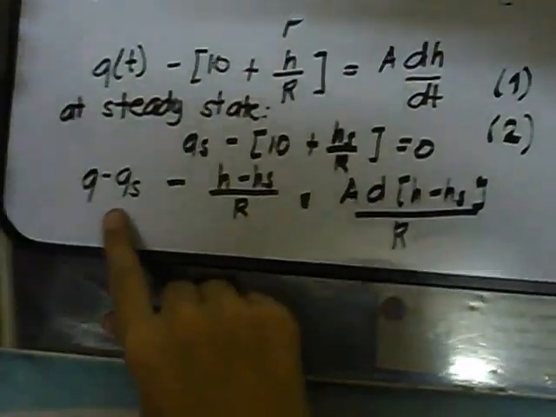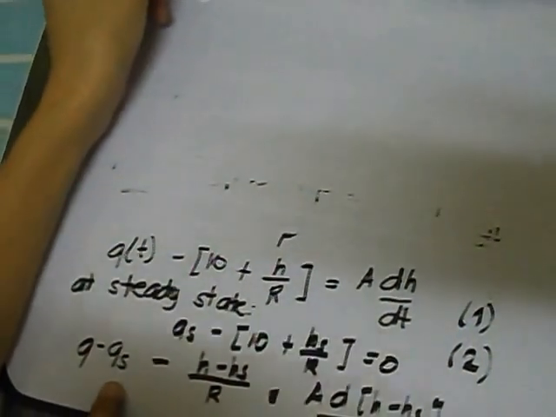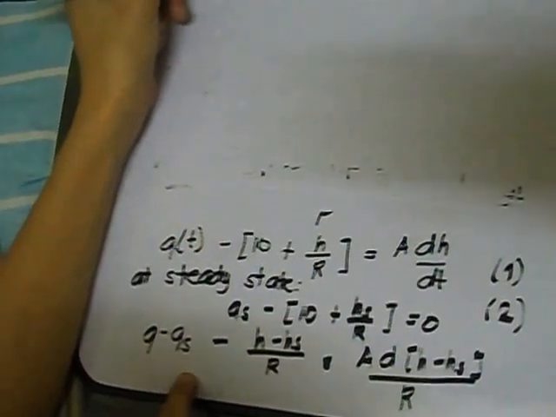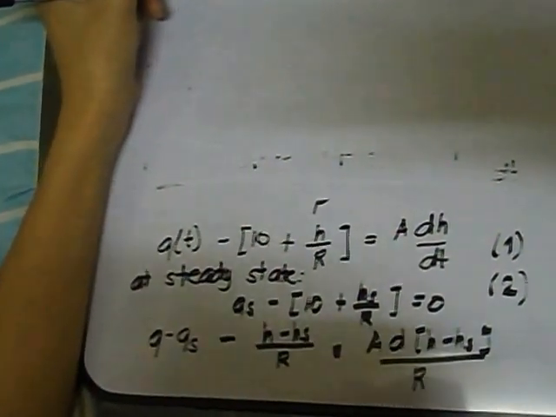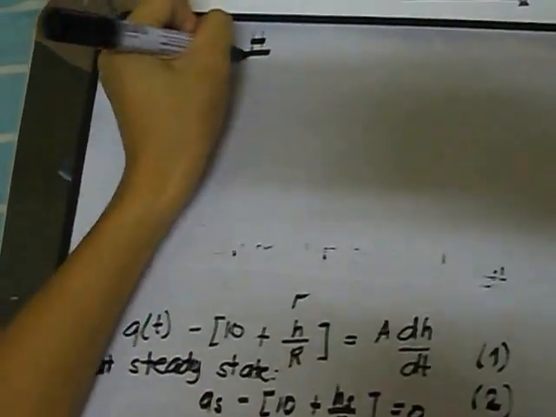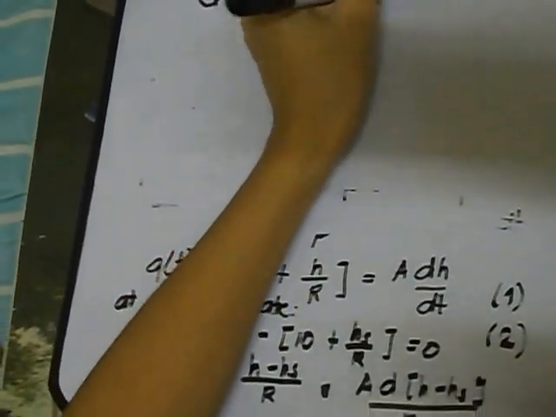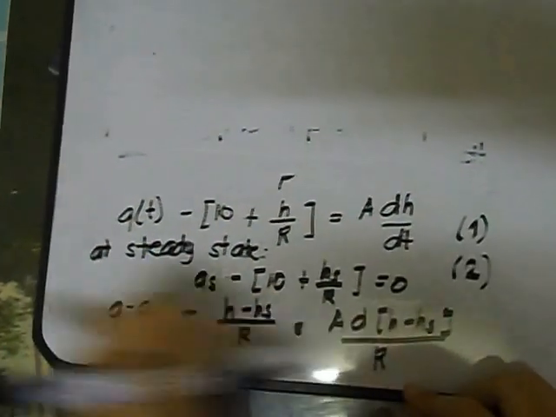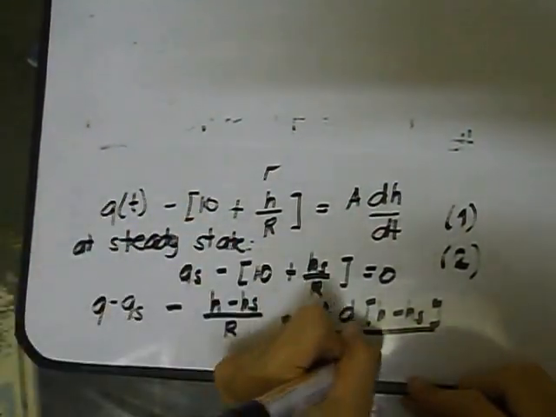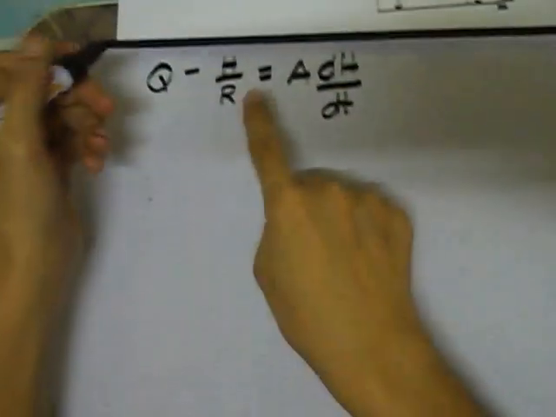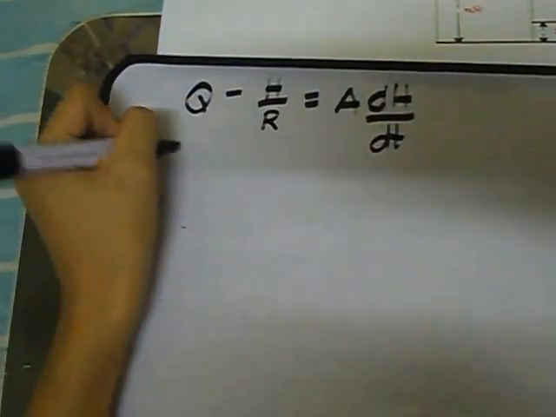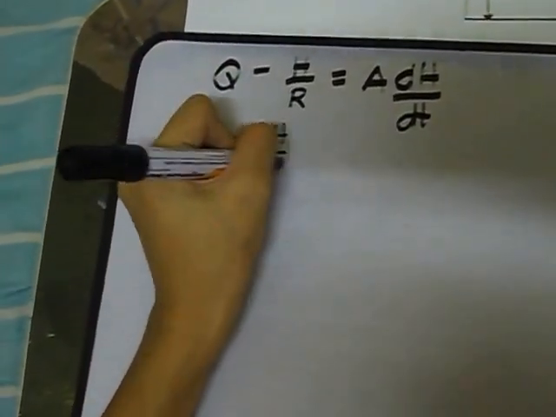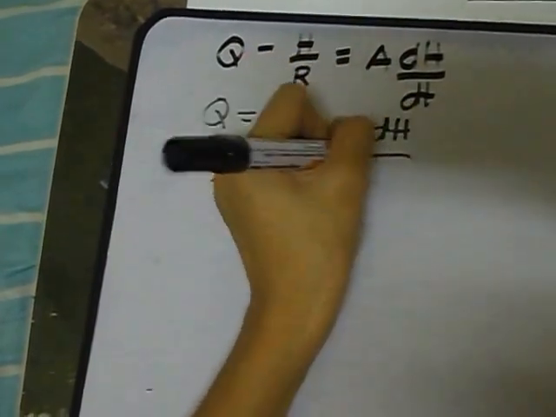So kini dayon siya, ihimo nato ni siya ang big letter Q which represent as Q minus QS, which the difference between the variable with their steady state value, minus big H all over R is equals to A D big H all over dt. So mali dahil ni siya diri it is dt. Pagkahuman kining HR ato siyang i-transfer diri kay ikuan nato ang like term, so Q is equals to H over R plus A dH all over dt.